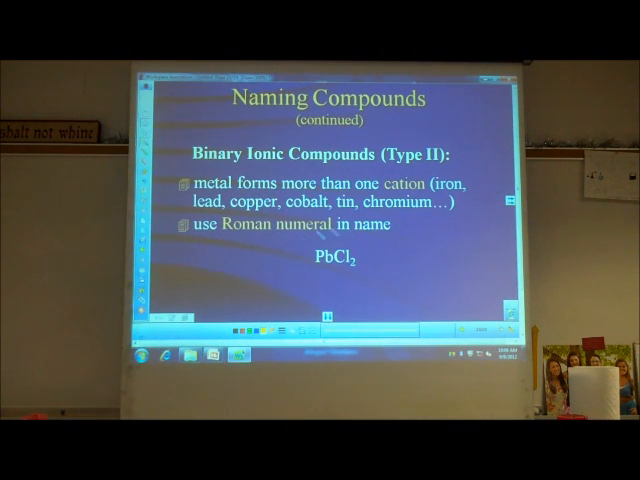I give you this compound and I say, name it. Alright? First thing I would do is look at the metal and see where it is on your periodic table. Lead is under the staircase. That means that is a metal that can carry multiple charges. Well, how are you supposed to know what charge it is? You can figure it out. Watch.